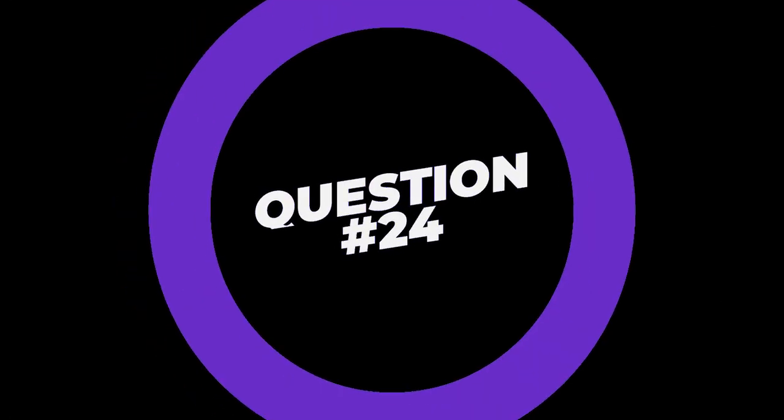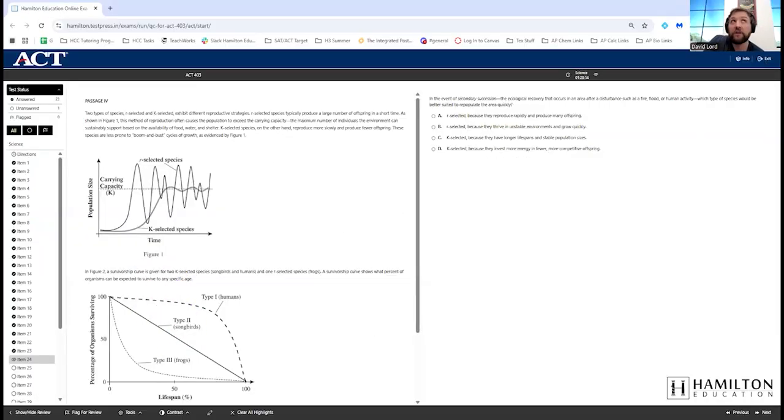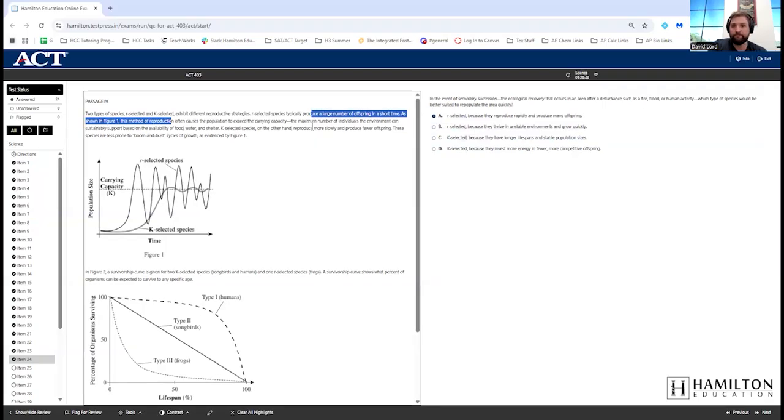In the event of secondary succession, so that's a term you might have seen in AP biology class or AP environmental sciences, the ecological recovery of the area after a disturbance such as a fire, flood, or human activity. Which type of species would be best suited to repopulate the area quickly? Well, r-selected species reproduce rapidly. So probably any r-selected would be better at replacing anywhere. So reproduce rapidly, may have many offspring, that's true. They don't necessarily thrive in stable environments and grow quickly, but they definitely reproduce rapidly, which is in the passage. And then these two are not true because K-selected is slower growth.